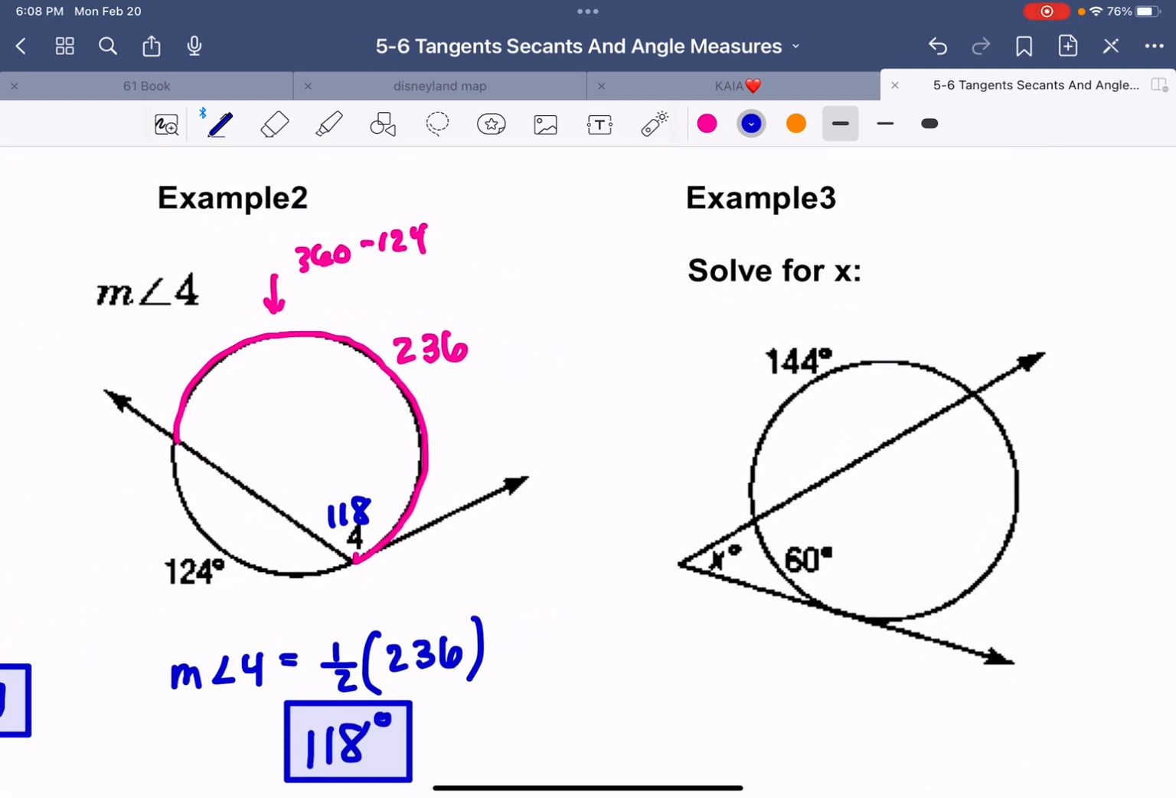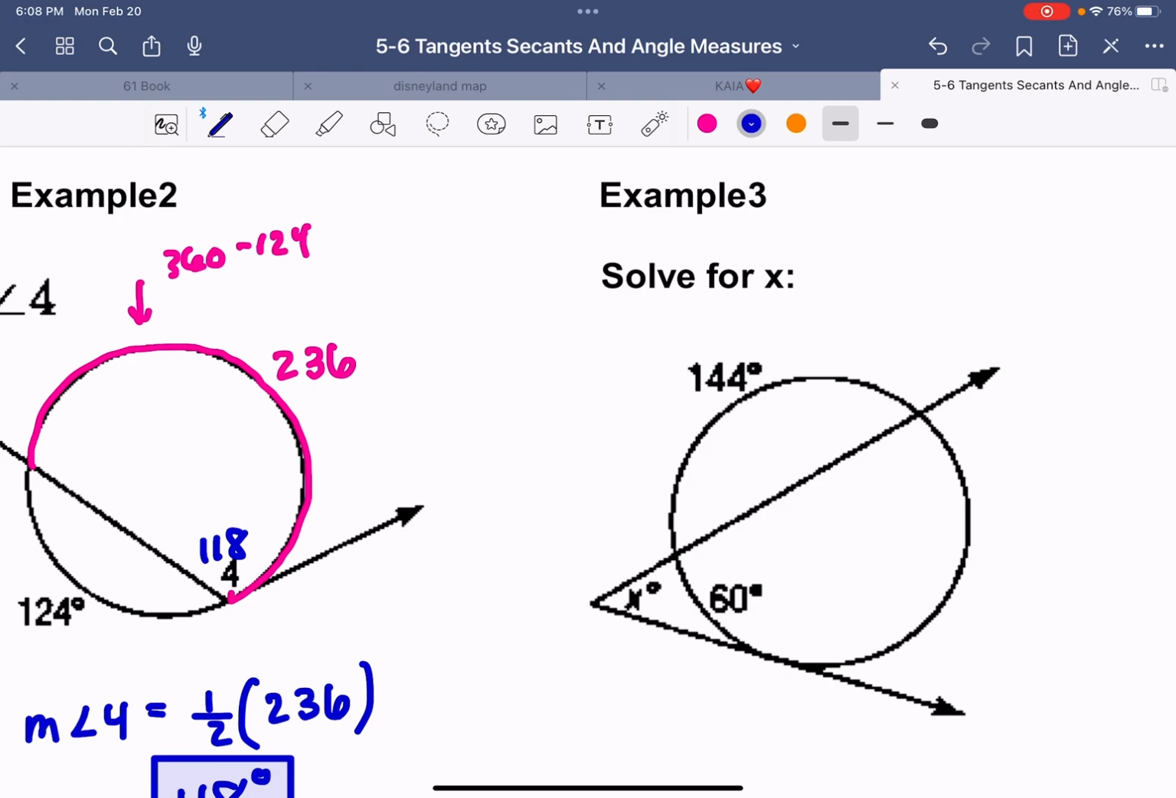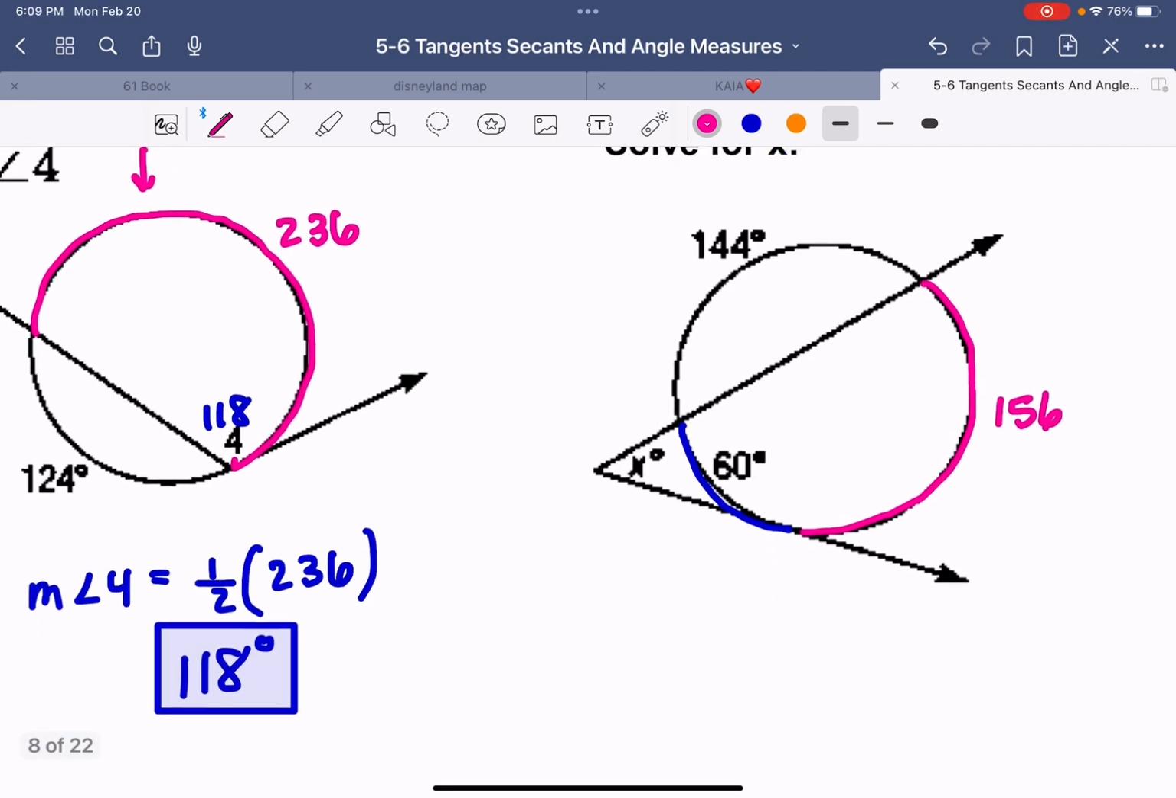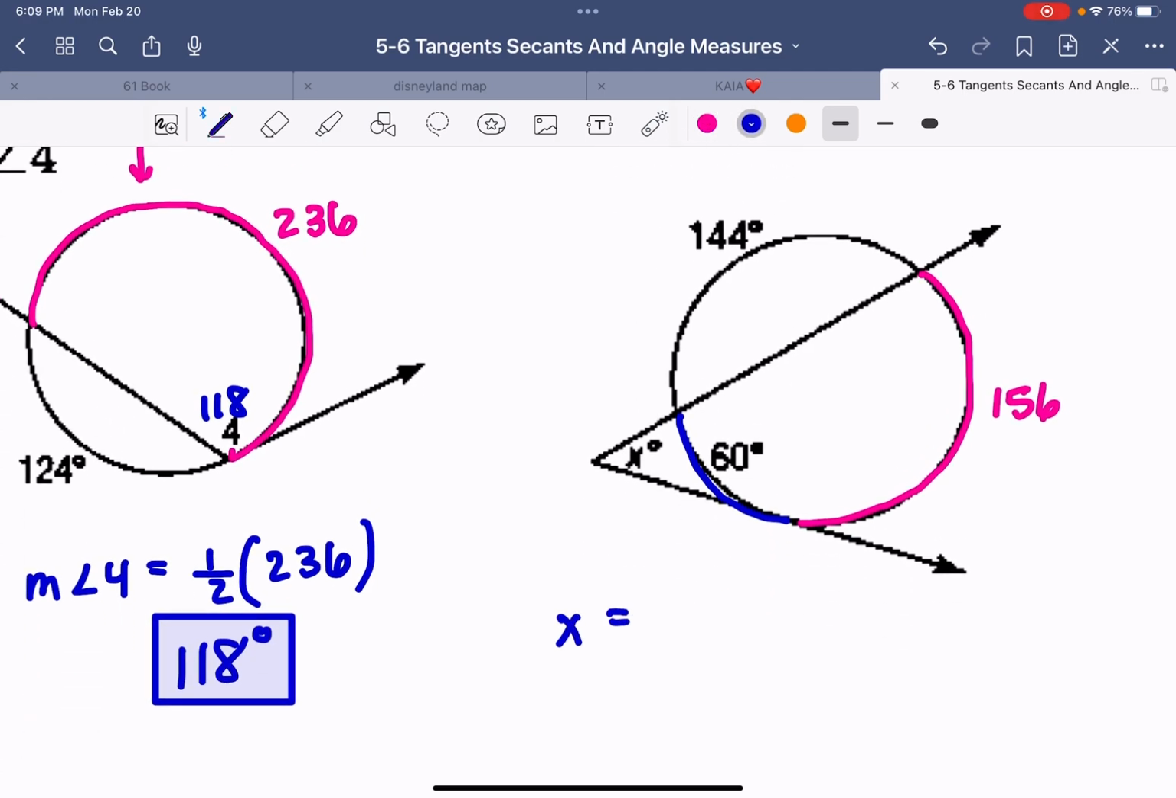All right, in our last example, example 3, we have solved for x, and again, we see this is a tangent line and a secant line intersecting outside the circle. This angle will be found by taking 1/2 the difference of the intercepted arcs. I don't know this arc in pink, but I can find it, and I do know 60. So notice if we have 144 and 60, I can find the remainder by subtracting them from 360. So this pink arc will be 156. Therefore, x can be found by taking 1/2 of 156 minus 60. And I got 48 degrees.